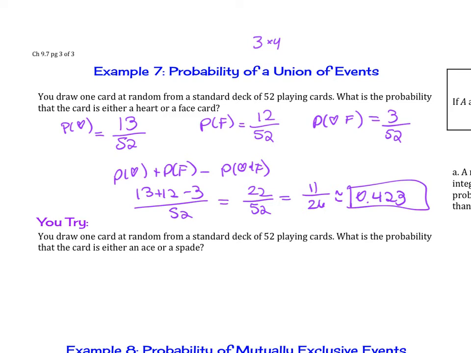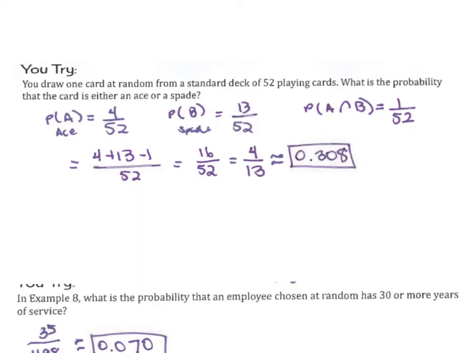So try the next example. You draw one card at random from a standard deck of 52 playing cards. What's the probability that the card is either an ace or a spade? The probability of an ace is 4 out of 52. The probability of a spade is 13 out of 52. Now the probability that it's a spade and an ace, that is 1 out of 52 chance. So it's 4 plus 13 minus 1, all over 52. That ends up being 16 out of 52, or if you reduce it, 4 out of 13. So therefore that's approximately 0.308.